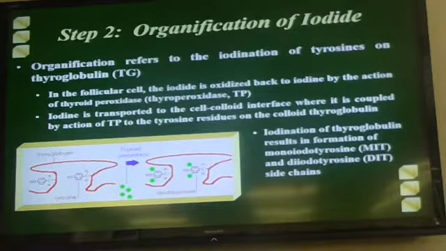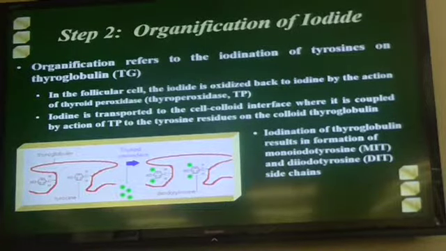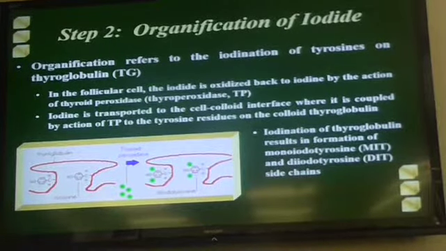Now, organification. That means that we're putting the iodine on the tyrosine, on the thyroglobulin, okay? And this happens in the follicular cell. The iodide, as we say, is oxidized back to iodine. And that's an enzyme called thyroid peroxidase, or TPO. And it's a very important enzyme. It is dependent upon selenium, vitamin E, and zinc. And so deficiencies can interfere with that.